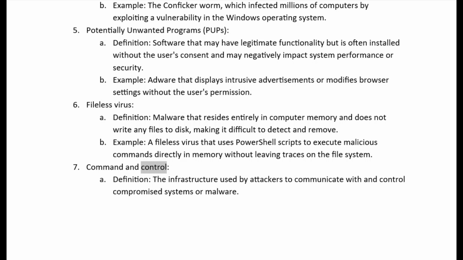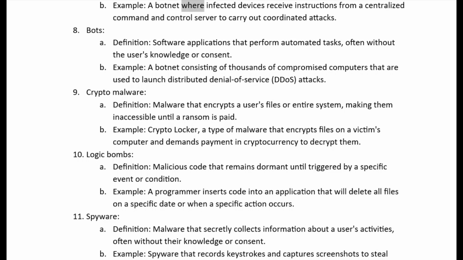Command and control. Definition: the infrastructure used by attackers to communicate with and control compromised systems or malware. Example: a botnet where infected devices receive instructions from a centralized command and control server to carry out coordinated attacks. Bots.